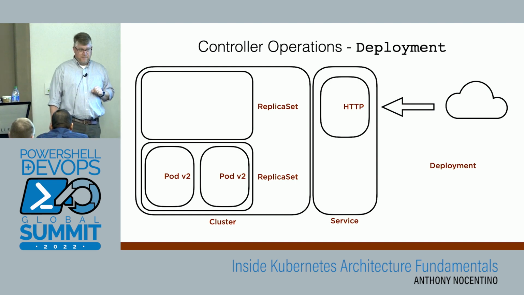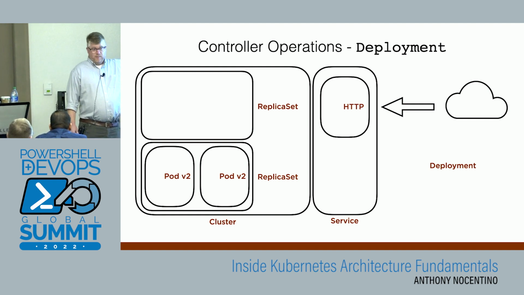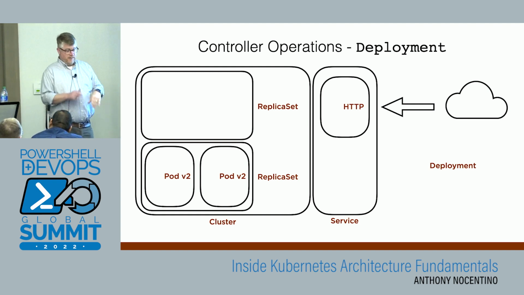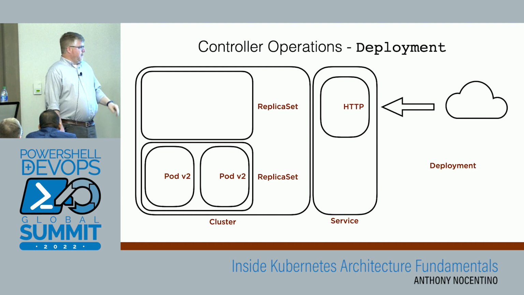That's pretty fun, right? You notice that the old replica set doesn't get deleted. I can roll back if I need to. So if something went wrong, I can do kubectl undo deployment, roll back V1, and it'll roll back to V1, right? That's pretty awesome.